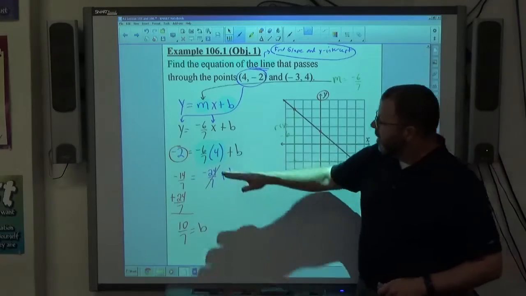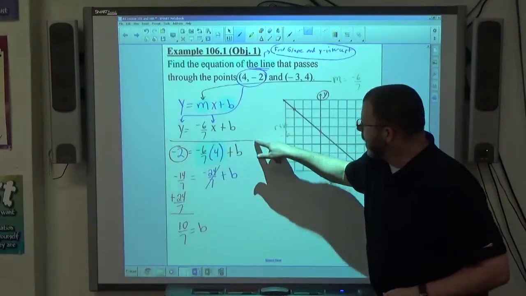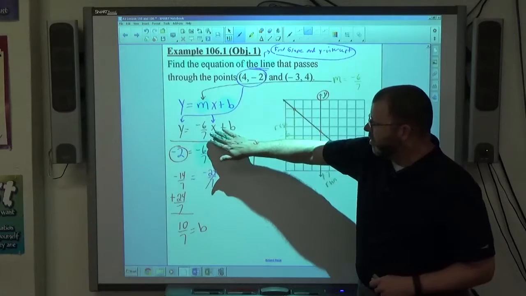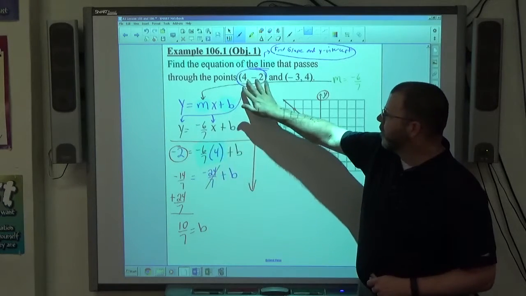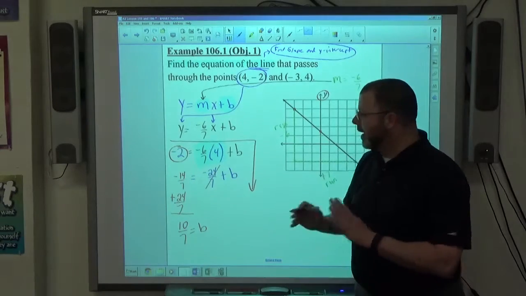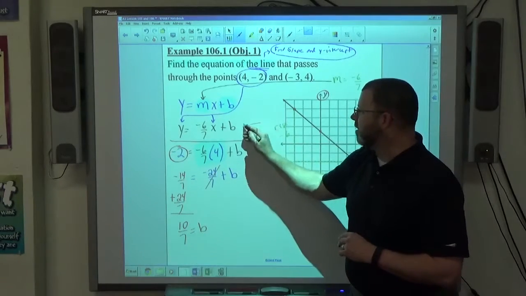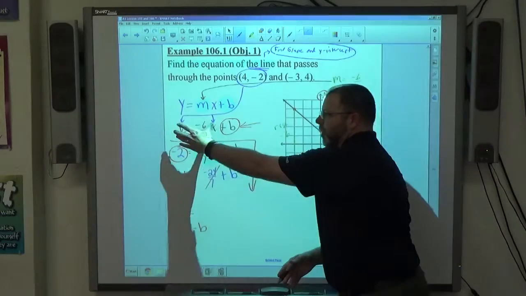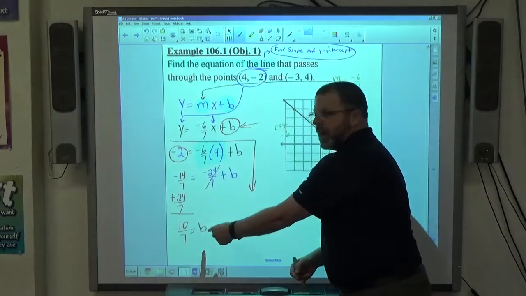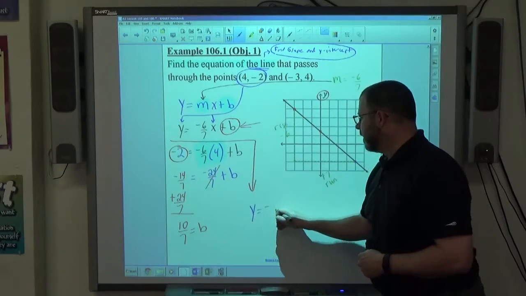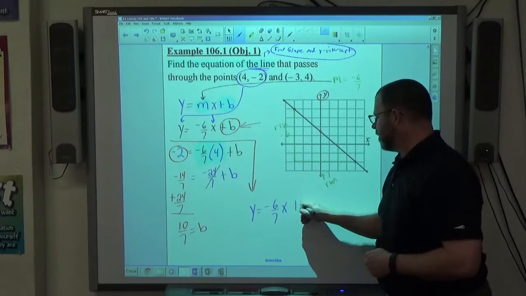All right, so from here down, I'm going to put a line here, from there down, this is a partial answer. I substituted one of my 2 points in for x and y to figure out what b equaled. Okay? But now that I know what b equals, I want to rewrite this answer, but I want to transform b into what b actually is. So the answer actually is right here. Just change b to its value. So my final answer for this problem is going to be y equals negative 6/7 x plus 10/7.